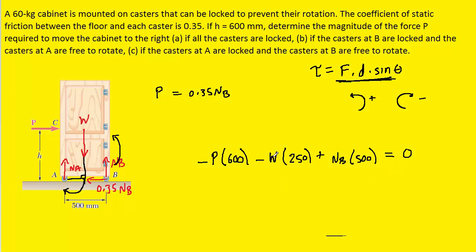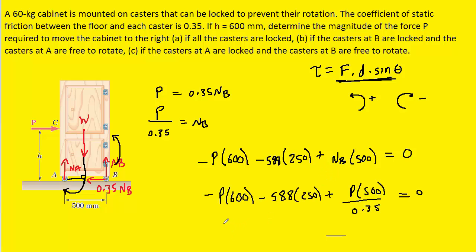Remember that the weight was 588, so we can plug that in. And then you'll notice to solve for P, what we need to do is come back to this equation and solve it for NB. So we can divide both sides by 0.35 and come up with an expression for NB. We'll plug that expression in over here for NB. And now we can do a little bit of algebraic cleanup. We're going to have negative 600P minus 147,000 plus about 1429P, and that's still equal to 0.